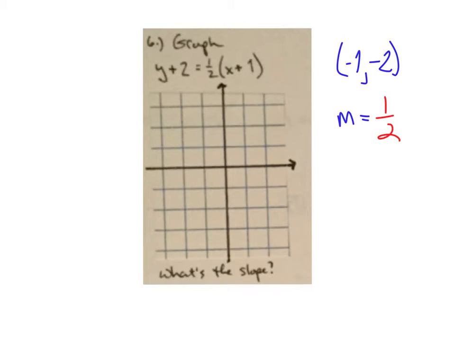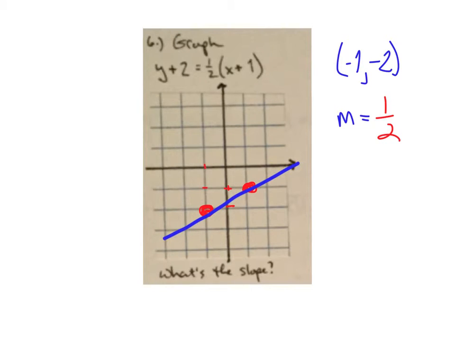Now we can use these two pieces of information to come up with a good graph. First of all, we'll plot the point at (-1, -2). Then we'll use the slope to find our next point. Since our slope is positive 1/2, that means we're going to rise 1 and run 2. There's our next point. Once we have 2 points, connect the dots and you'll have your line.